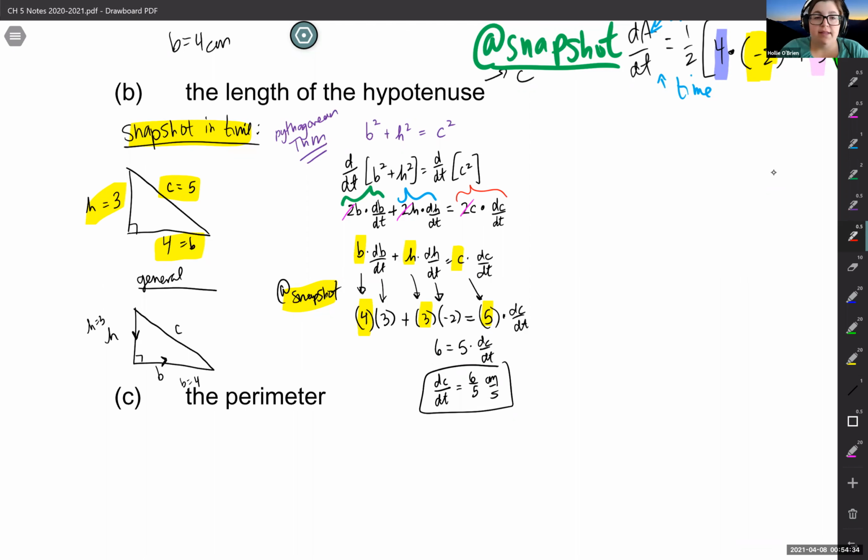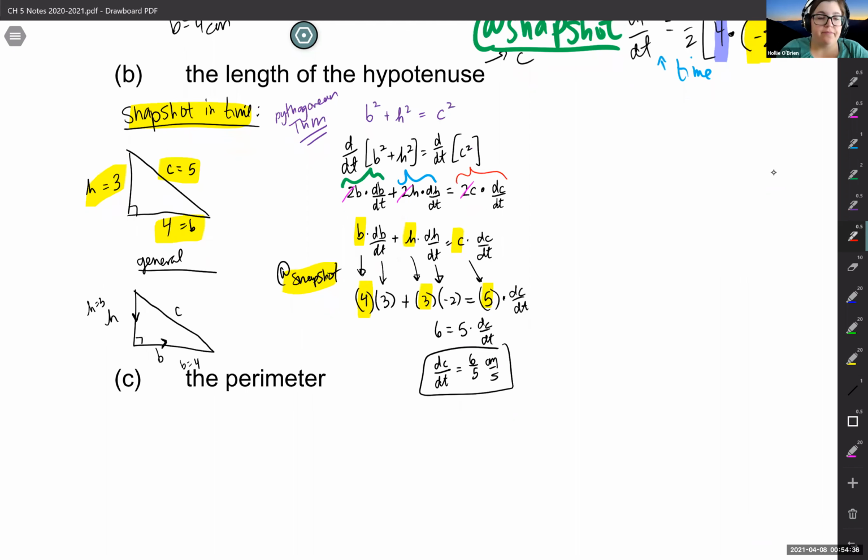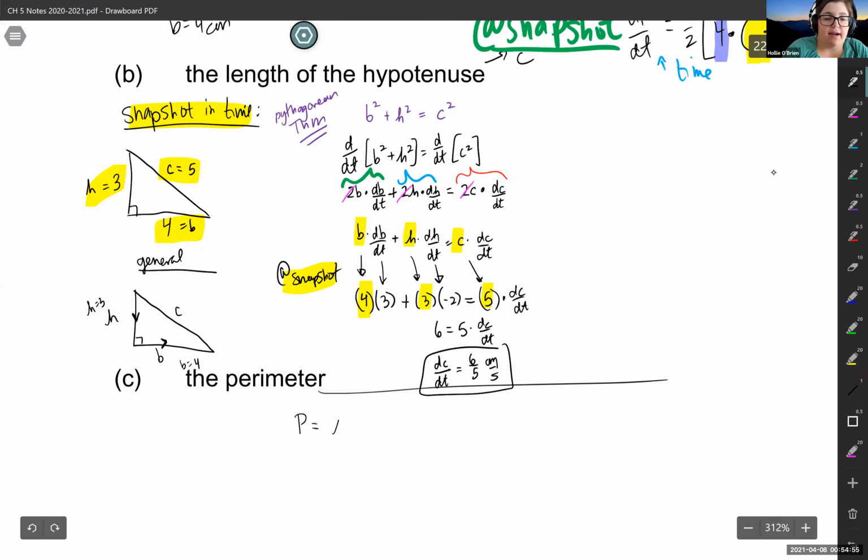So we need the perimeter of the triangle. I think this is pretty straightforward. You know how to find the perimeter. It's literally the fence, the length around the triangle. So the perimeter is just going to be height plus base plus hypotenuse. Those three lengths added together, that is the perimeter.